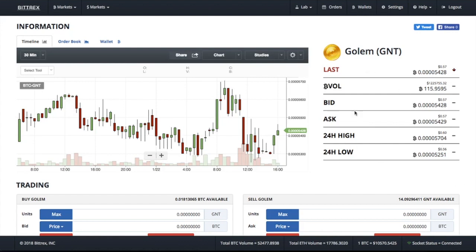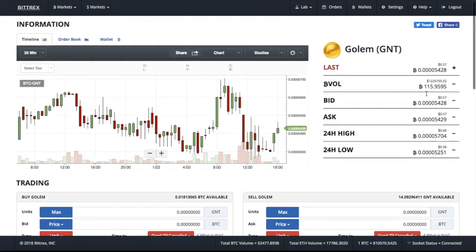You can see this information here. The last price for Golem was 5,428 Satoshis. There's been 115 Bitcoin worth of volume in the last 24 hours. The current bid price, people trying to buy, is 5,428, and the asking price is 5,429. 24-hour high, 5,704, and the low, 5,251. This is great information to look at when you're looking to make a purchase or you're looking to sell. You can see where the action's been over the last 24 hours.